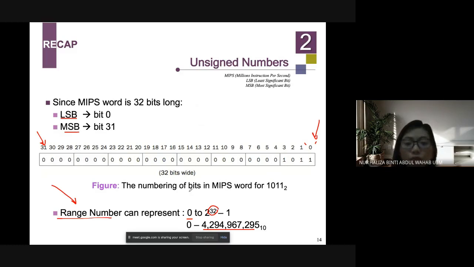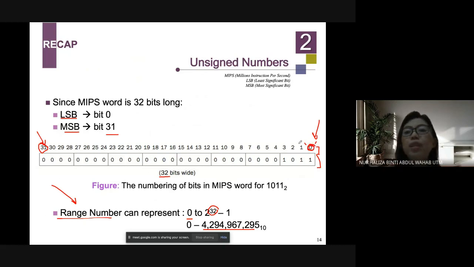Basically, maybe you are given 32 bits. What is the range of numbers? You're going to put 2 to the power of 32 minus 1. Why minus 1? Because although you have a 32-bit number, the biggest bit, the MSB, is at bit 31. That means you need to minus 1 because our numbering starts from 0, so we need to include 0.